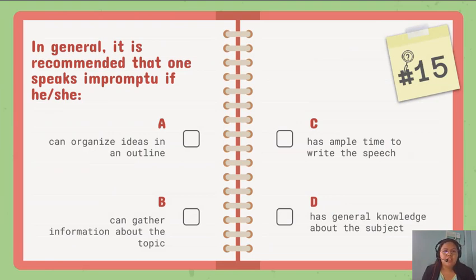Number 15. In general, it is recommended that one speaks impromptu if he or she A. Can organize ideas in an outline, B. Can gather information about the topic, C. Has ample time to write the speech, D. Has general knowledge about the subject. The correct answer is D. Depending on the situation and circumstances, impromptu speech requires little to no thinking time before the speech delivery. Thus, it is important that the speaker has ample knowledge about the subject or topic.